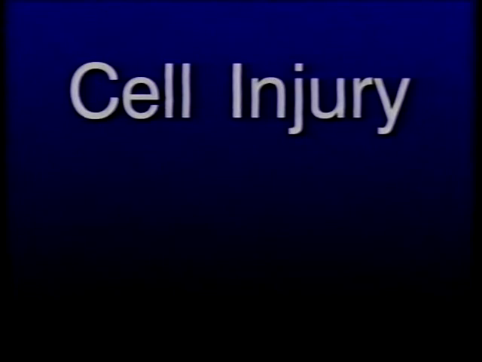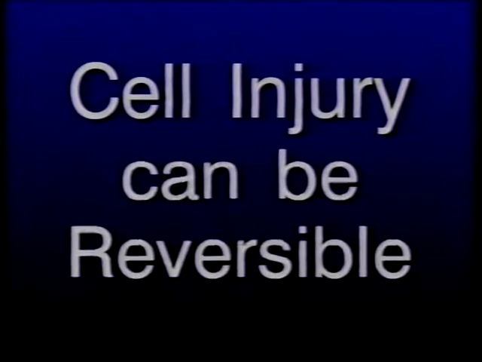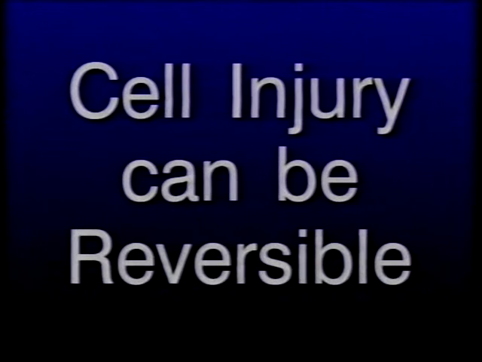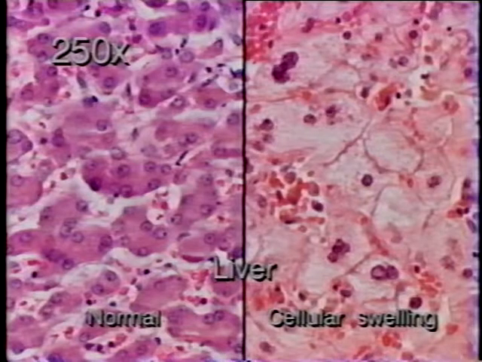All of the changes that have been demonstrated are morphological expressions of reversible cell injury. In life, these cells could have recovered and reestablished normal homeostasis had the environment been restored to normal within a finite time frame. Swelling can also be demonstrated in liver cells.